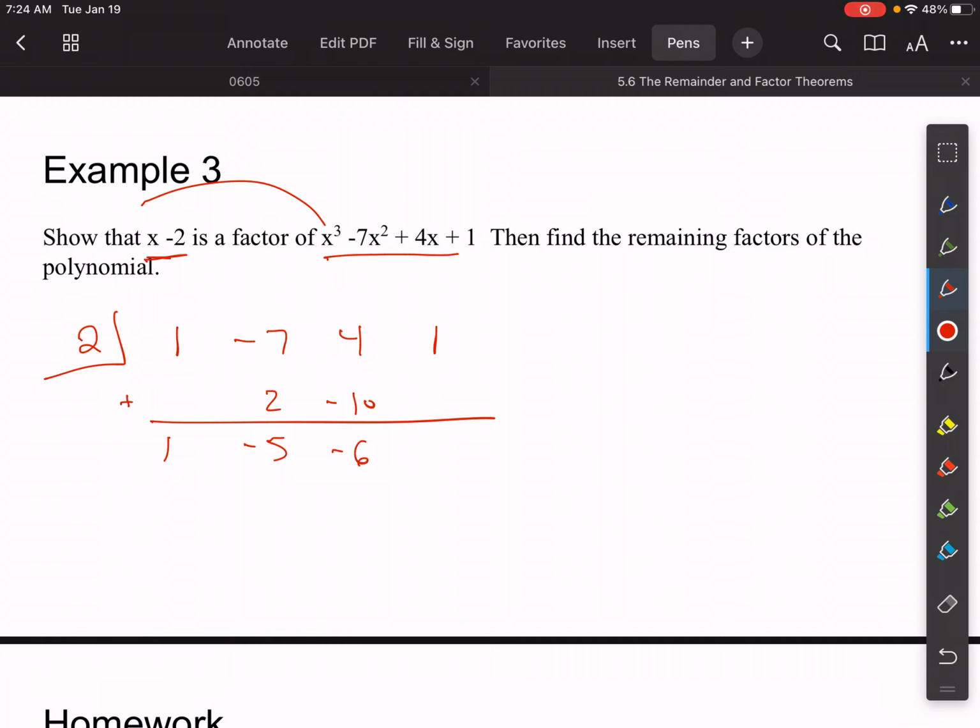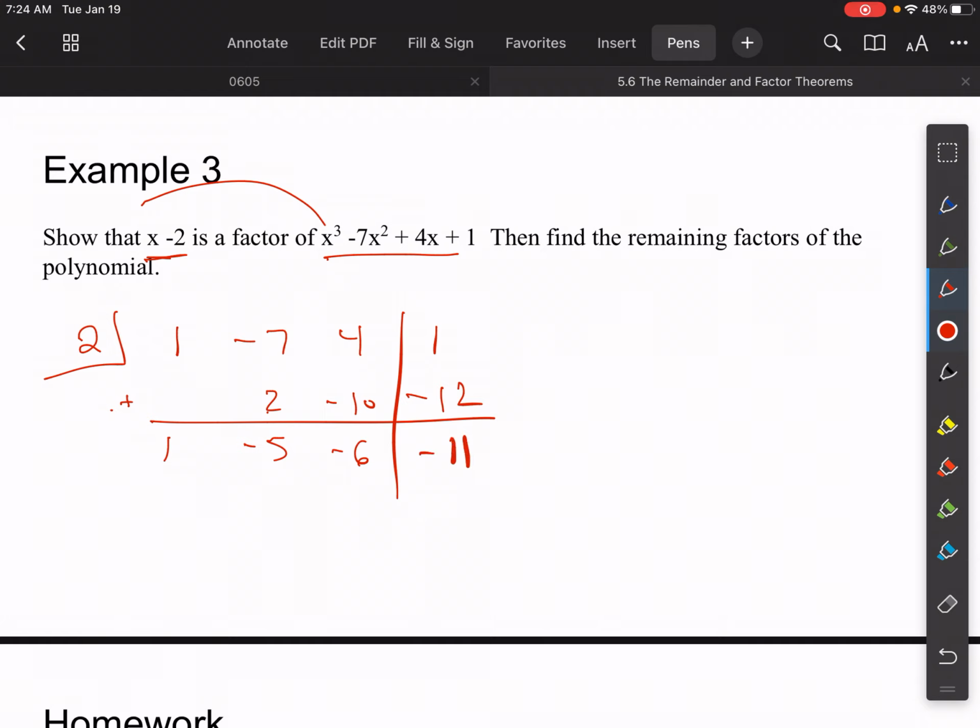Ooh, did I do this wrong? Hold on. 1 times 2 is 2. If I add 2 to -7, I get -5. -5 times 2 is -10. 4 plus -10 is -6. I'm not getting that this is a 0 here. 1 plus -12 is -11.